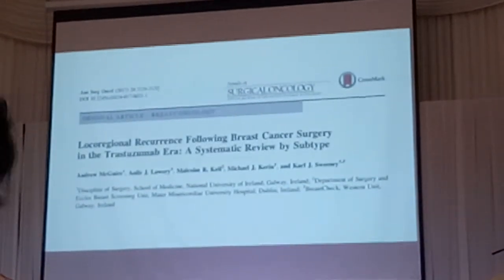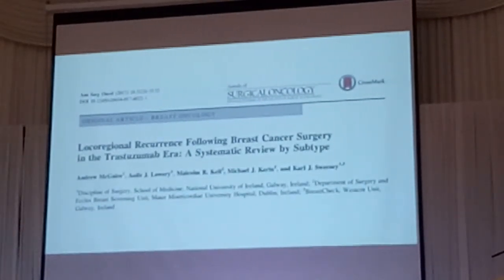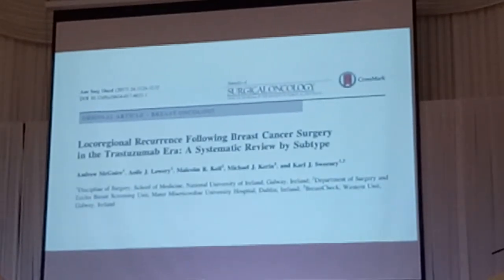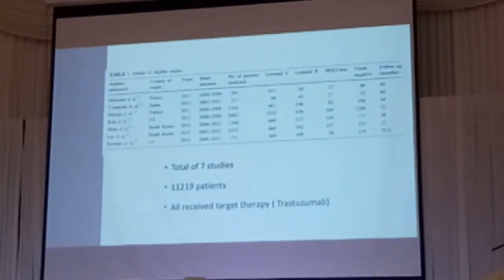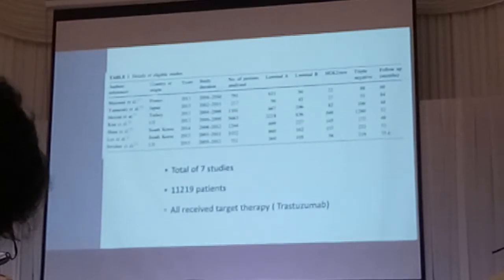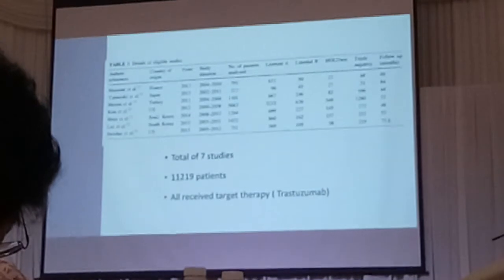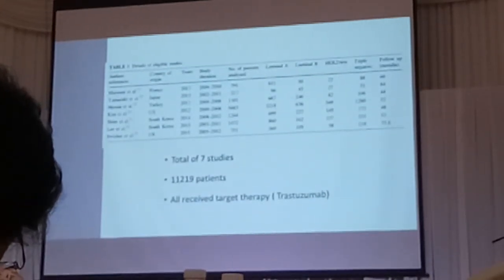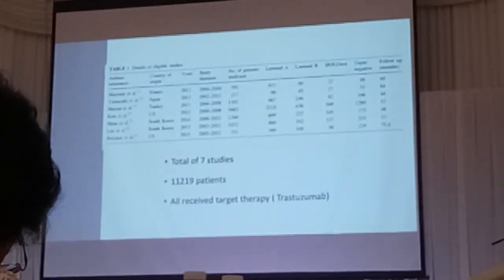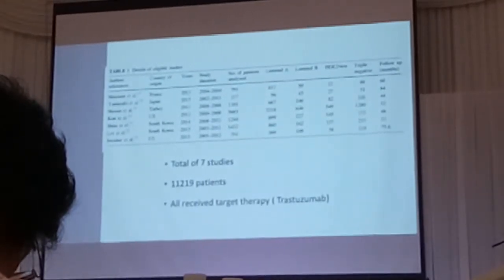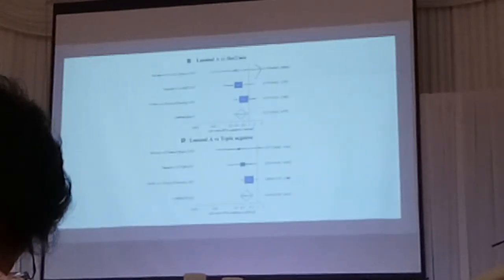This is again a very important meta-analysis, a systematic review that looked at the local regional recurrence following breast cancer surgery in the trastuzumab era. This is when we started to use targeted therapy for treatment of the HER2 positive patients. It included 7 studies, most of them coming from France, Japan, Turkey, United States, and South Korea. A total of 7 studies of more than 11,000 patients. All received targeted therapy, the trastuzumab, when indicated.